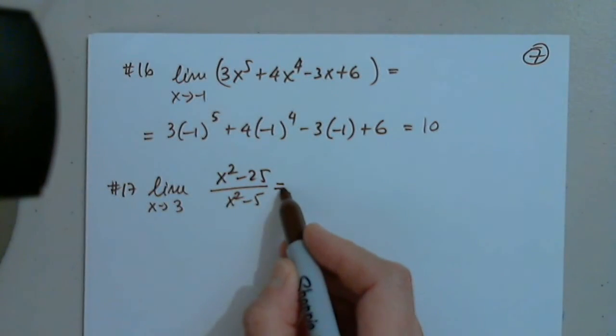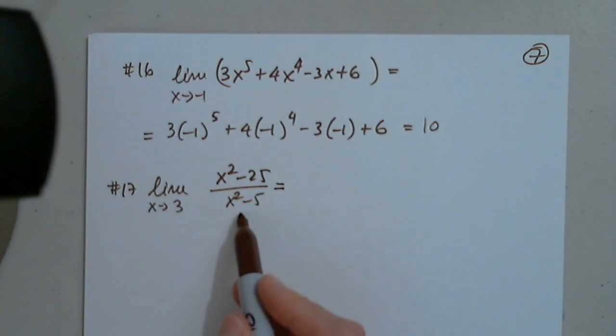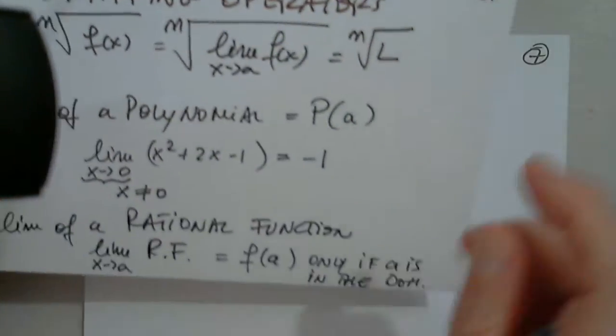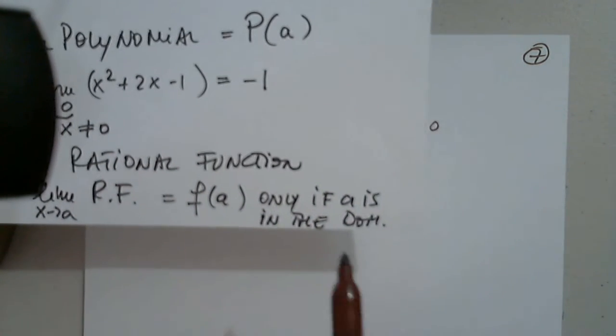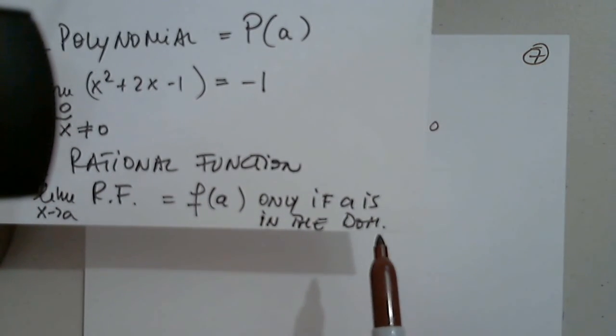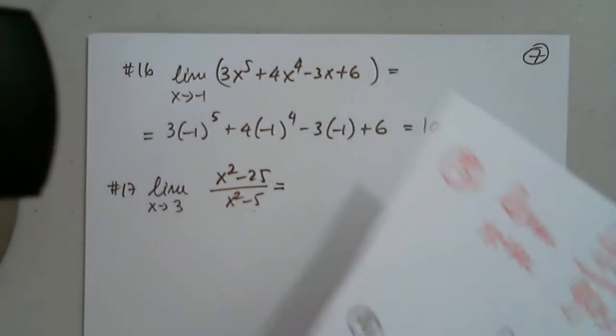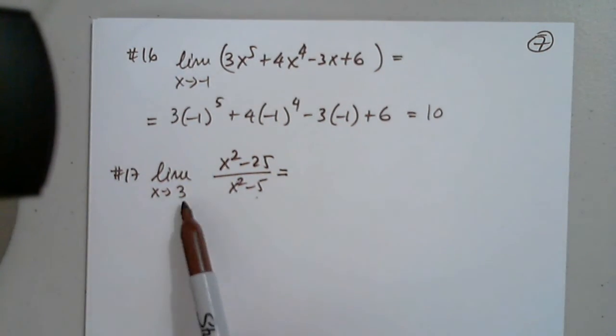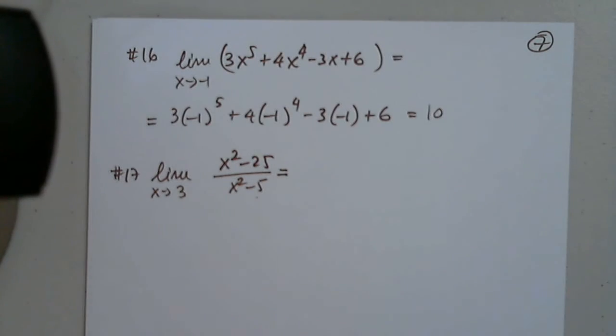Same thing here. Is 3 in the domain of this function? Because if 3 is not in the domain of this function, I am not allowed to use this theorem. Because it says only if a is in the domain of the function. So that's the only thing. This is a rational function. I need to verify whether 3 is in the domain. If 3 is in the domain, I plug it in and it's done. Yes, 3 is in the domain.